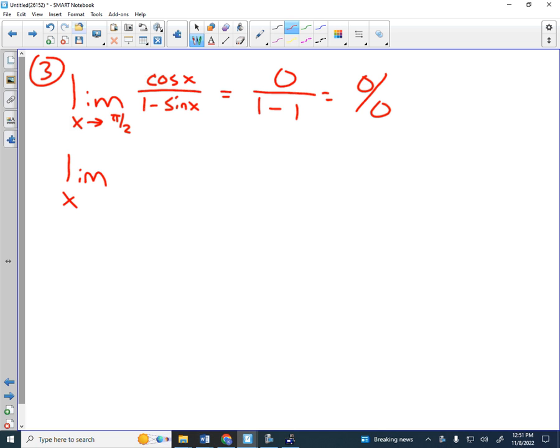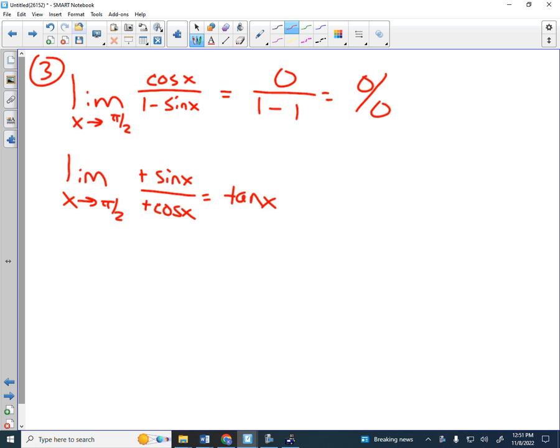Limit as x goes to pi over 2 of... what's the derivative of cosine? Negative sine. And what's the derivative of 1 minus sine? Negative cosine. So in other words, tangent of x. The problem is when you plug in pi over 2 for tangent, you do get an undefined result.